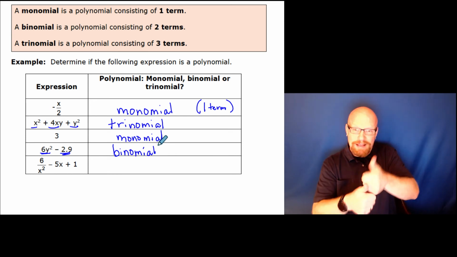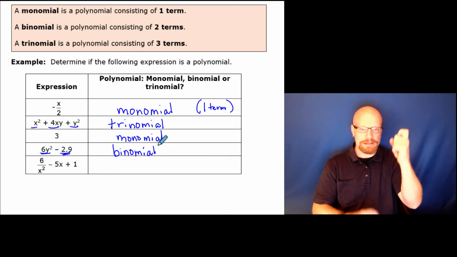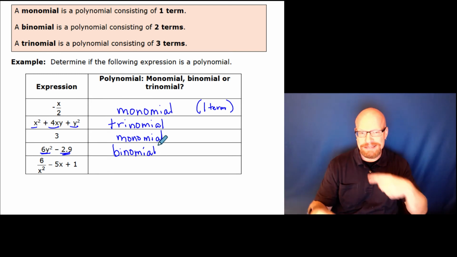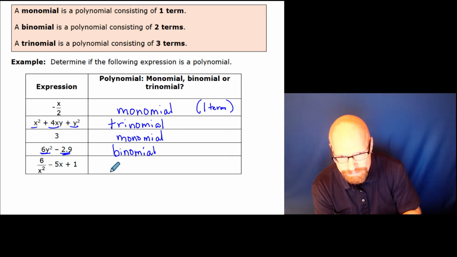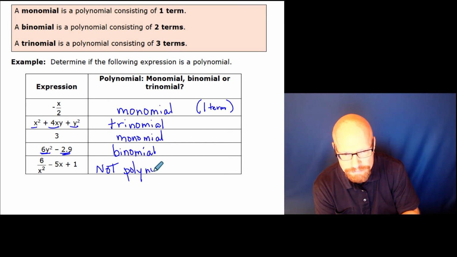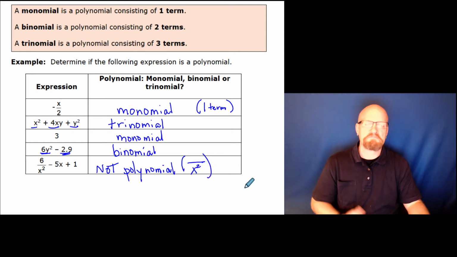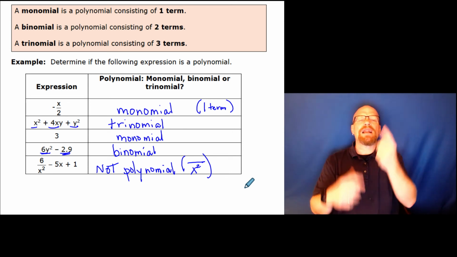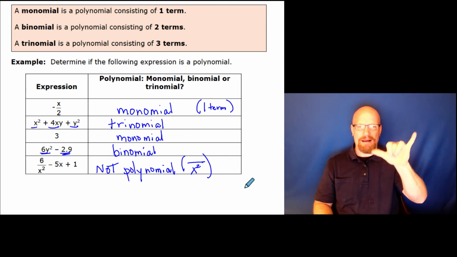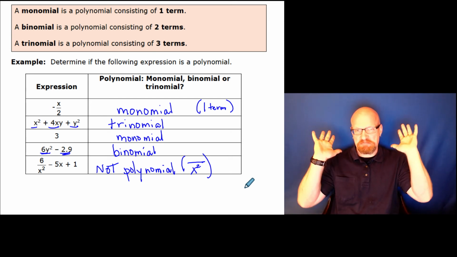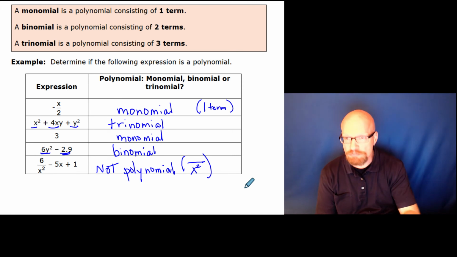The last one is kind of not fair because actually it's not even a polynomial because it has x squared in the denominator. So it's disqualified. It's not even a polynomial. I mean, you could say, how many terms do we have? We have 3. It's a trinomial, but it's not a polynomial, so we can't even classify it. We would just say, nope, not a polynomial.